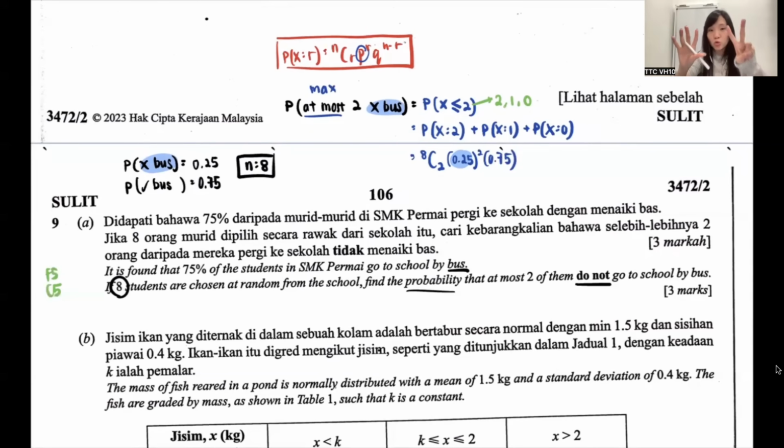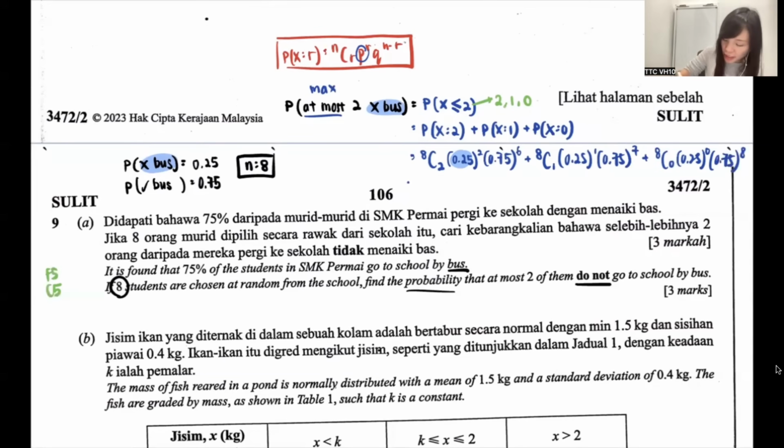8 people, 2 do not go by bus, 6 go by bus. So 8 of them, 1 of them does not go by bus. Probability do not go by bus, power 1. Probability go by bus, power 7. 8 people, 0 do not go by bus. So this one power 0, this one power 8. Must write the working out.